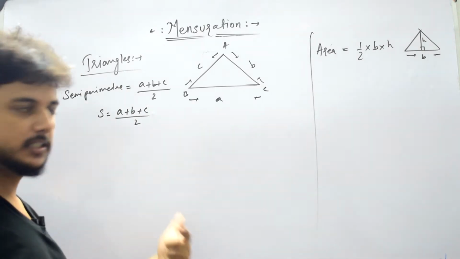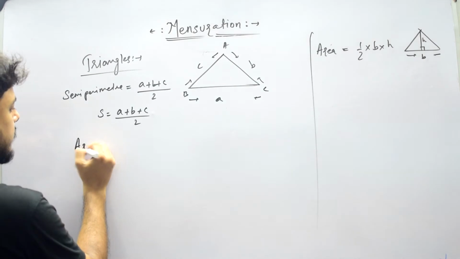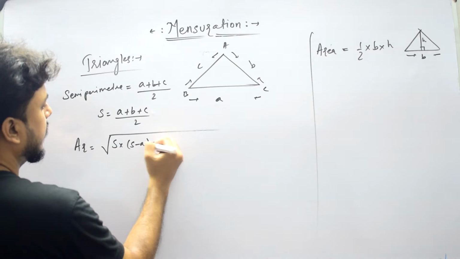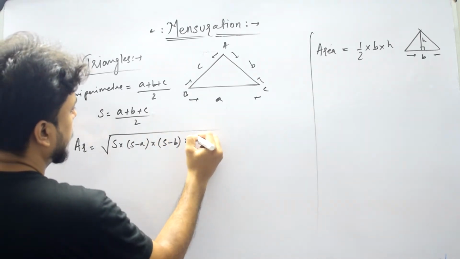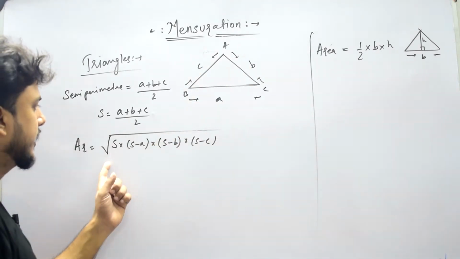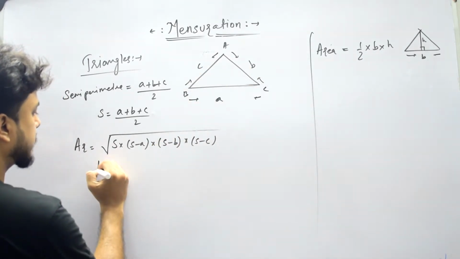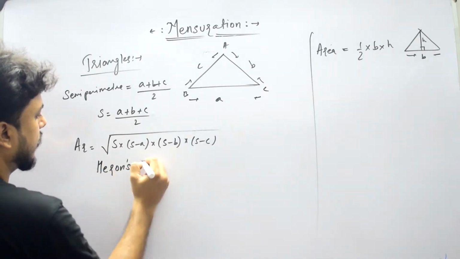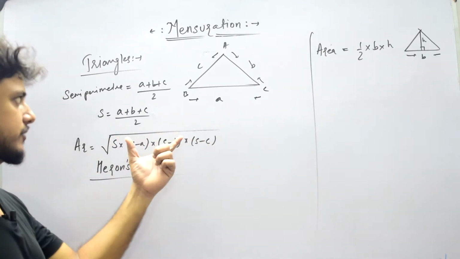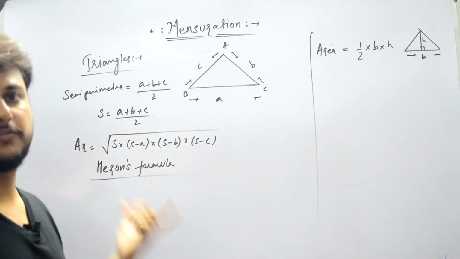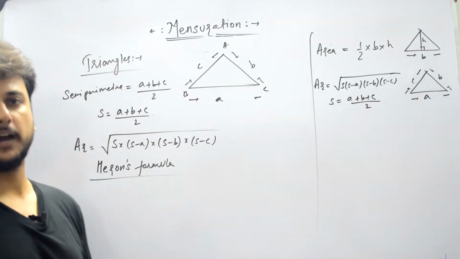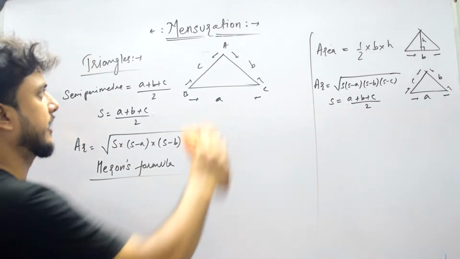After we get the semi perimeter, the formula for area becomes the square root of S into (S minus A) into (S minus B) into (S minus C), where A, B, C are the lengths of the sides of the triangle. This formula is known as Heron's formula, very very important. If we know the lengths of all three sides, we use Heron's formula to find the area of the triangle. Understood?